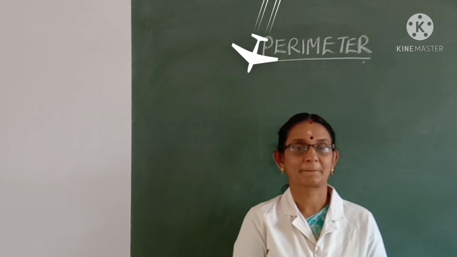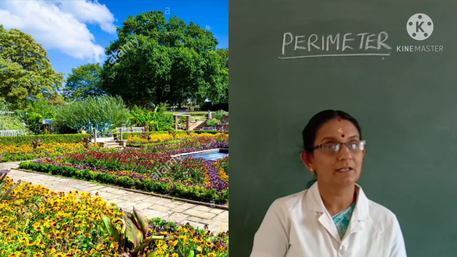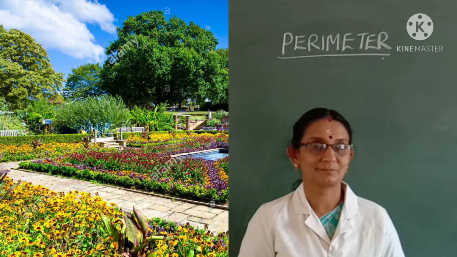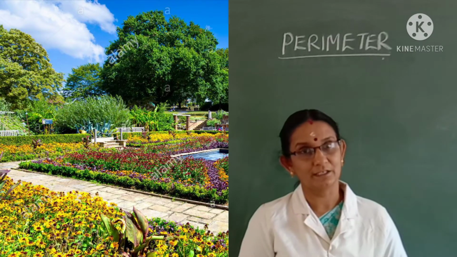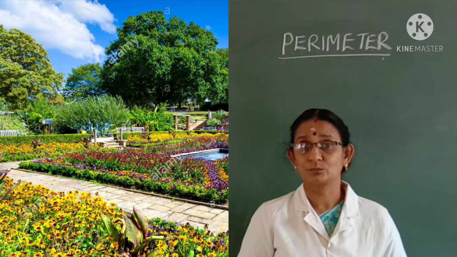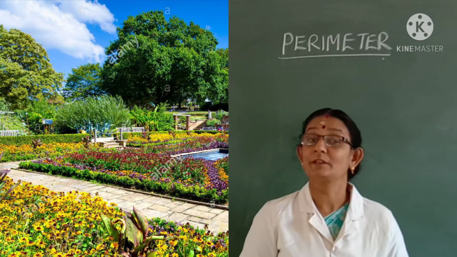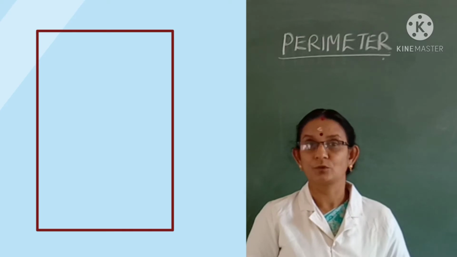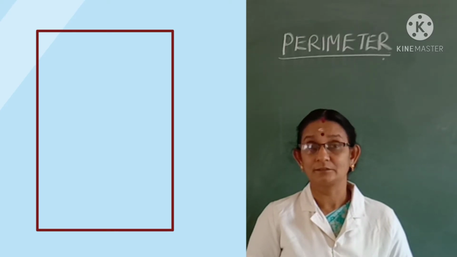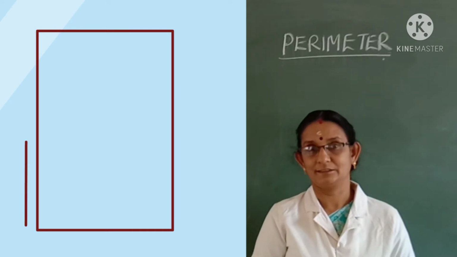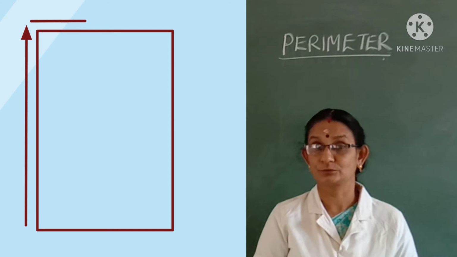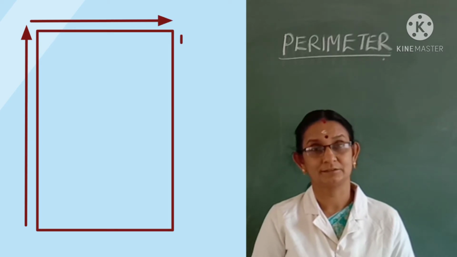Okay? So children, I have a garden which is rectangular shape. I have decided to put a fence around the garden. So I have to calculate how much fence I have to buy, isn't it? So what should I do? I need to calculate the total length around the garden, isn't it? I have to find the total length around the garden.